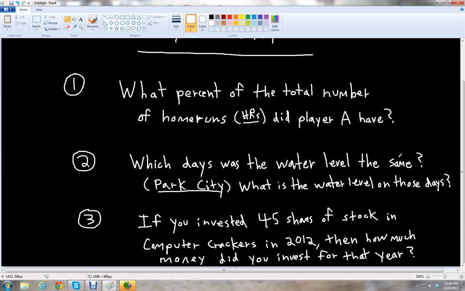And then the third question is with the line graph. If you invested 45 shares of stock in computer crackers in 2012, then how much money did you invest for that year? 45 shares of stock, computer crackers, 2012. How much money did you invest in that year?